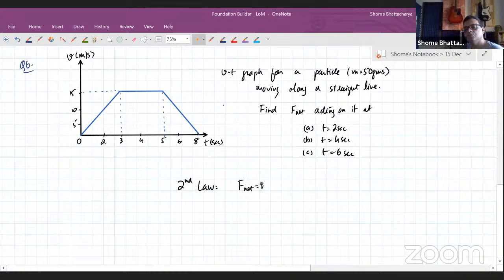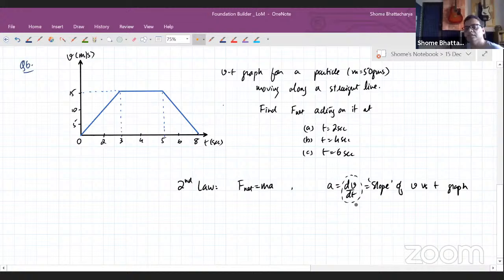of net force is equal to mass into acceleration. And then we'll use the principle of straight line motion, that acceleration is rate of change of velocity with respect to time, which is nothing but the slope of the velocity versus time graph. So this dv by dt is the instantaneous rate of change. So what is the instantaneous rate of change on a graph? It is the slope. So for example, you can see over here that between this and this time, what is the slope going to be?